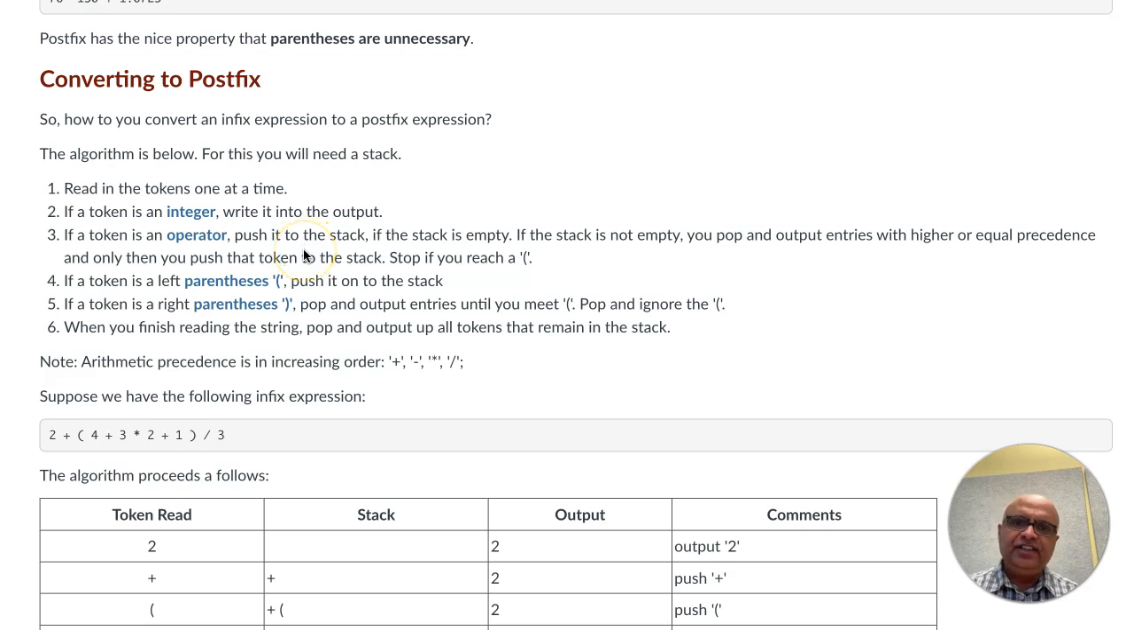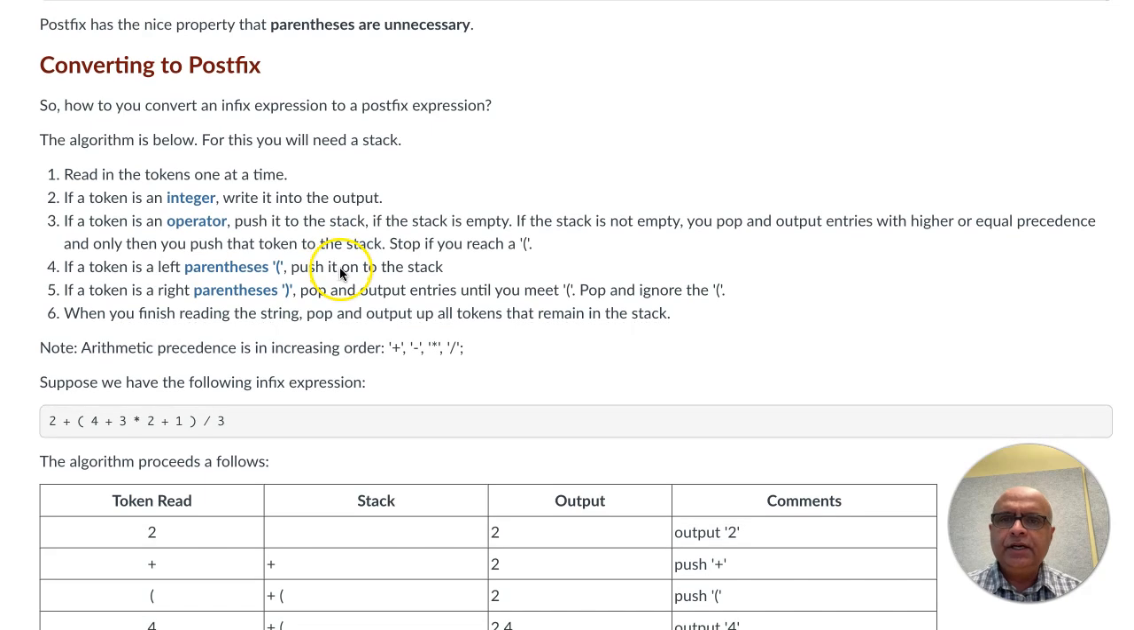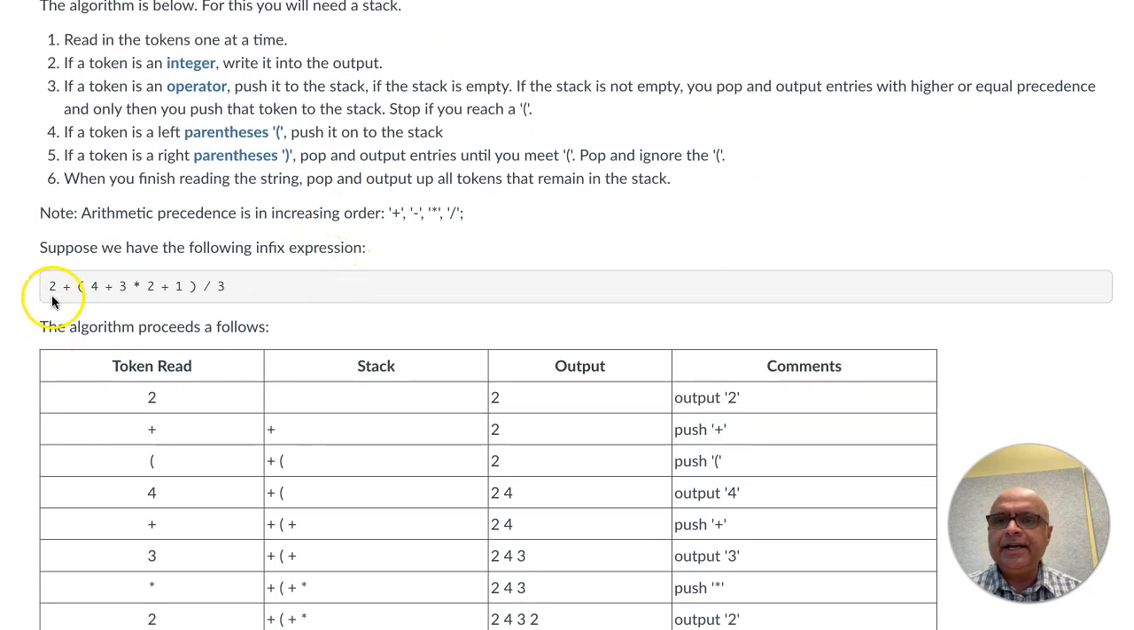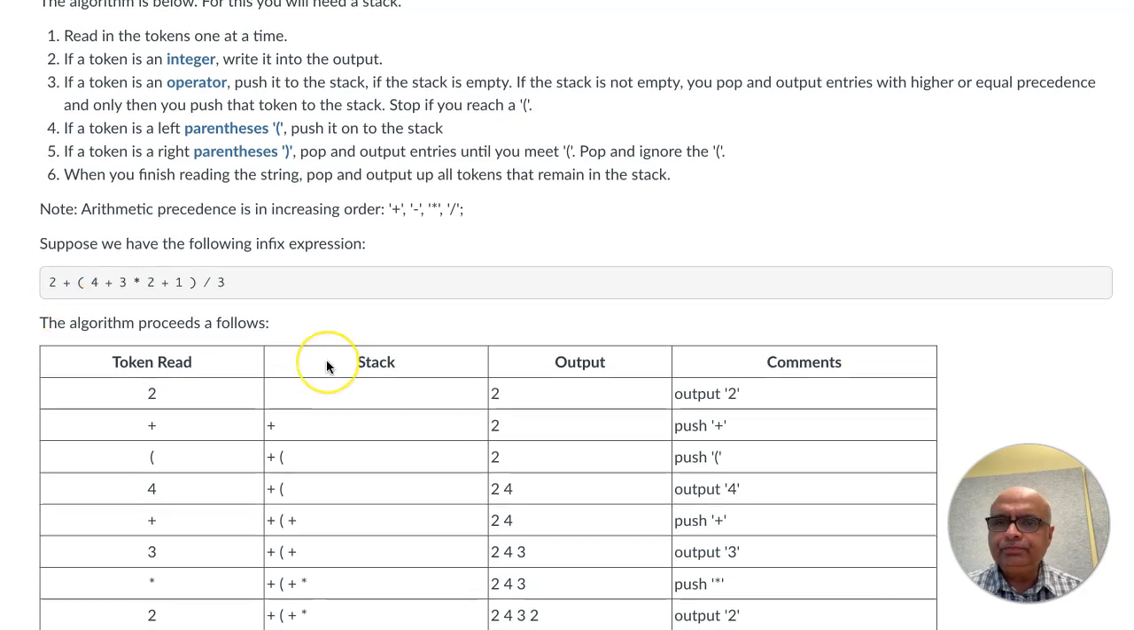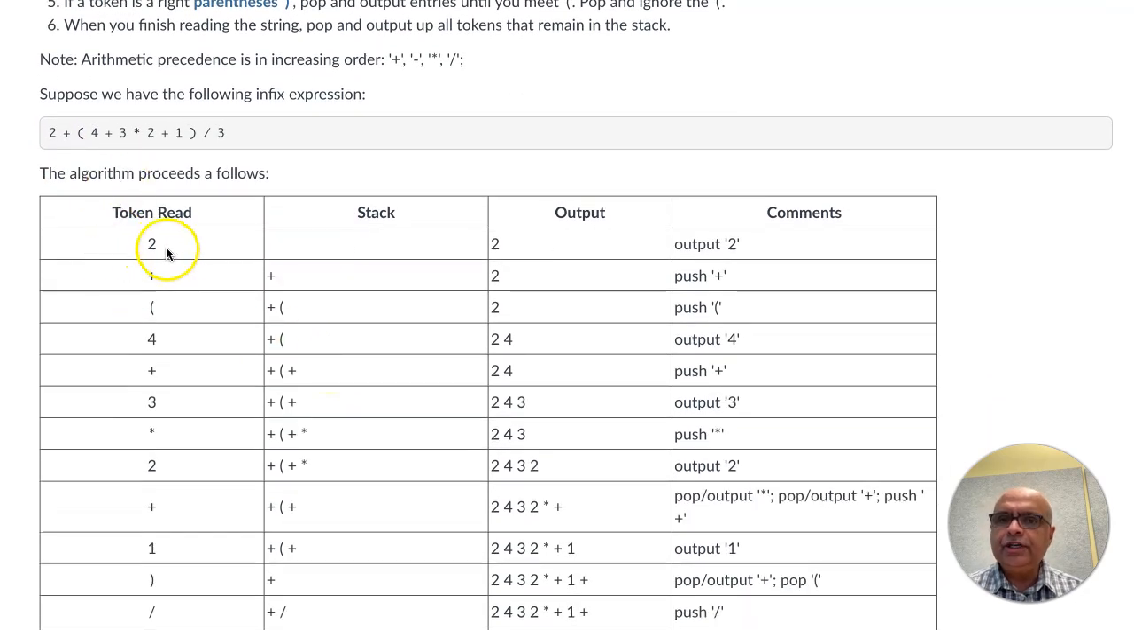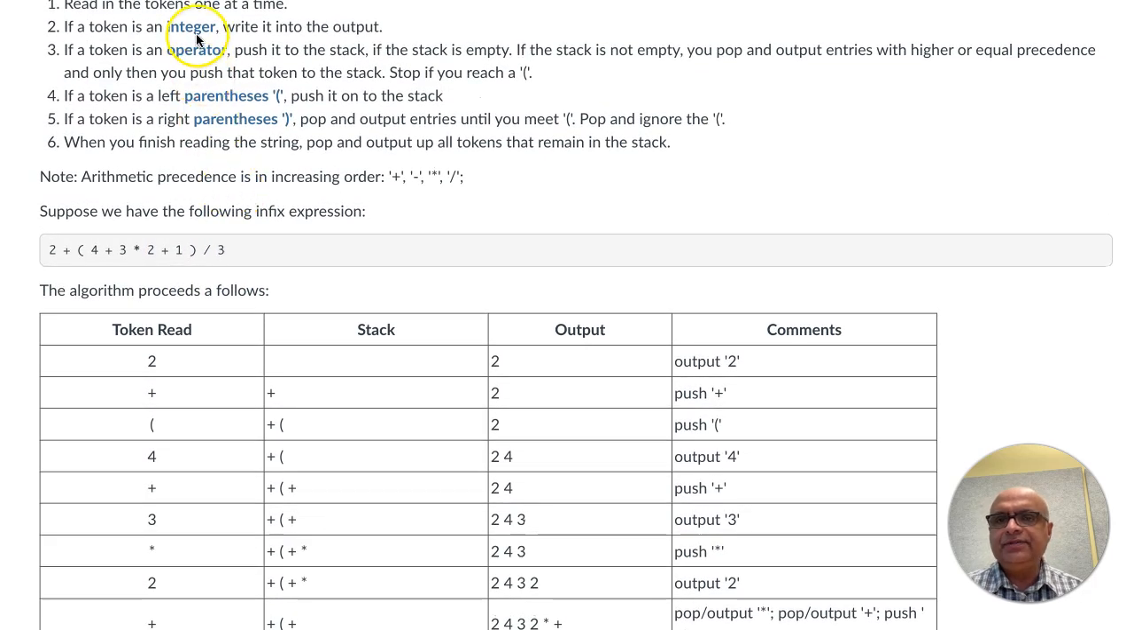It'll be very hard in this video to go through a full example, but we can go through this a little bit further. Let's imagine this is our expression, and we're maintaining a stack and an output, right? So we first read a 2. What our algorithm says is, if you read a number, just output it, which we did. Then you read a plus. If you read an operator, you push it on the stack. If the stack is empty, and the stack is indeed empty, push it on the stack.